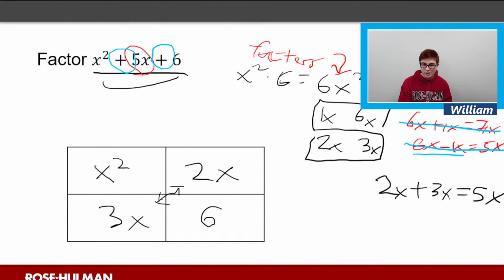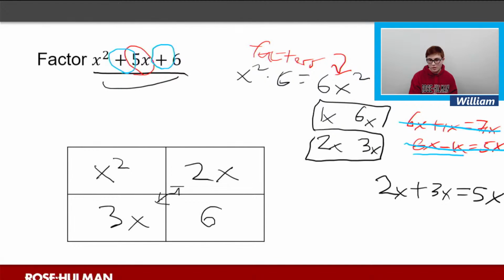So if we have this first column here, the x squared and the 3x, I'm going to look for things that are in common between them. Is there a 3 in the first one? Well, no, so there's no common factor for the coefficient. But there is an x in that column. But there's only one x in the second box, so we can only have one x overall. So that one's just going to be an x.